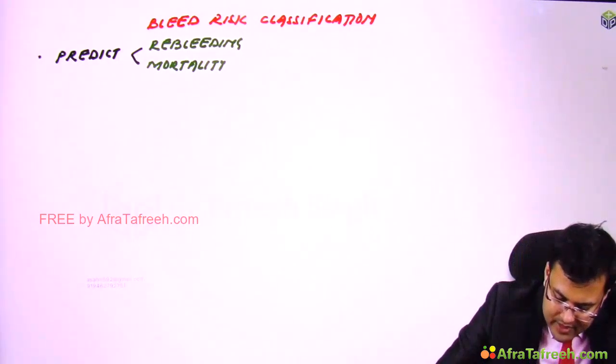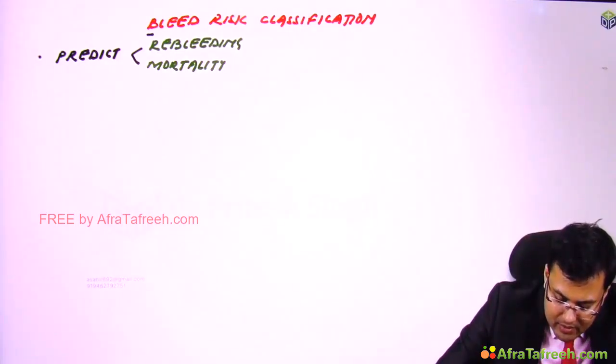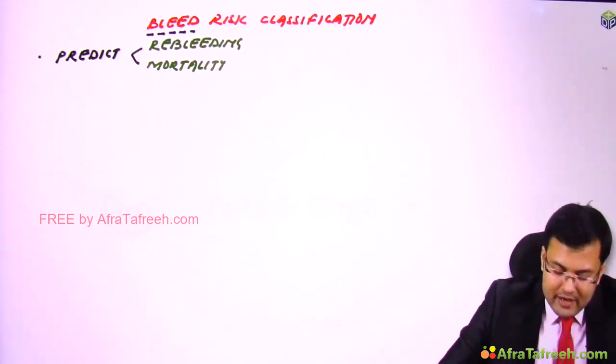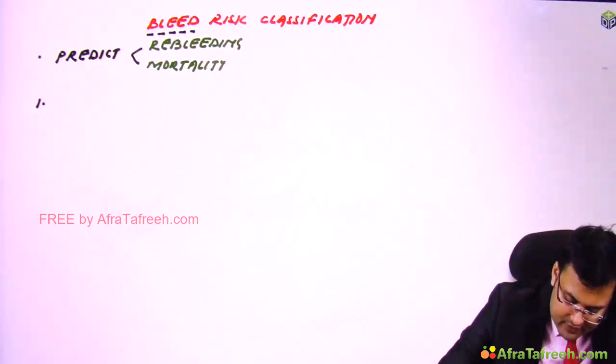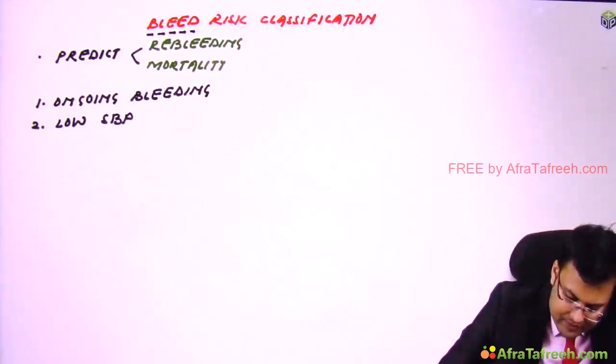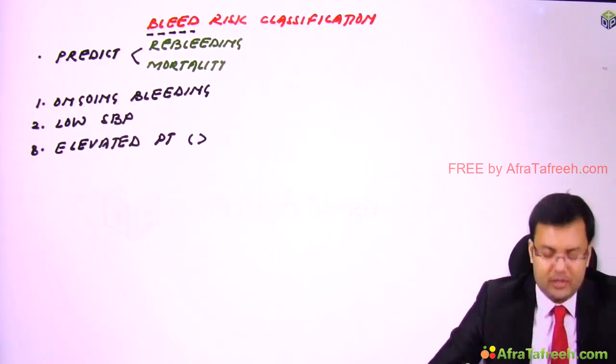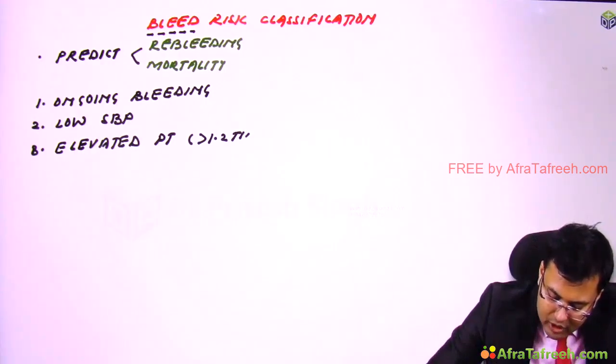Now see, it is based on the following criteria. There are a total of 5 criteria. Can you see? BLEED. So there are 5 criteria. First, ongoing bleeding. Second, low systolic blood pressure. Third is elevated prothrombin time. So it should be how much? More than 1.2 times the control value.